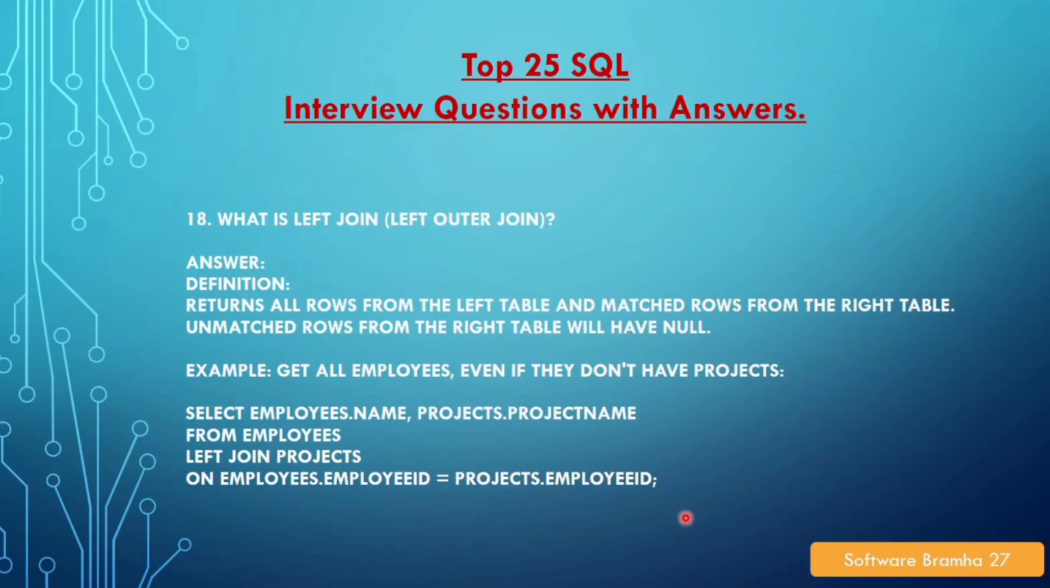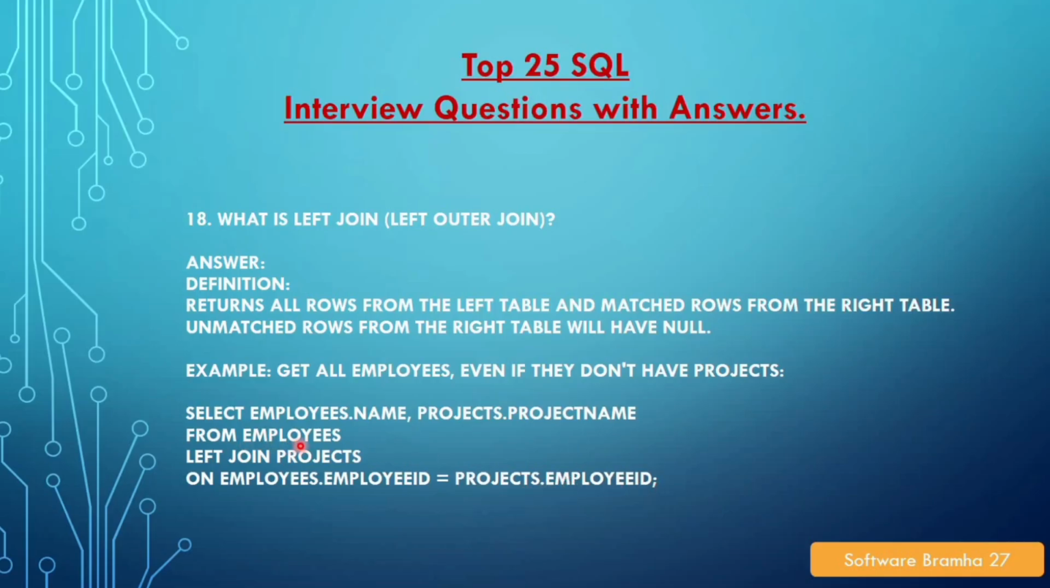Next question. What is a left join or left outer join? Returns all rows from the left table and matched rows from the right table. Unmatched rows from the right table will have null values. For example, get all employees even if they don't have projects. Below is the query. Select employees.name, projects.project_name from employees left join projects on employees.employee_id equal to projects.employee_id.